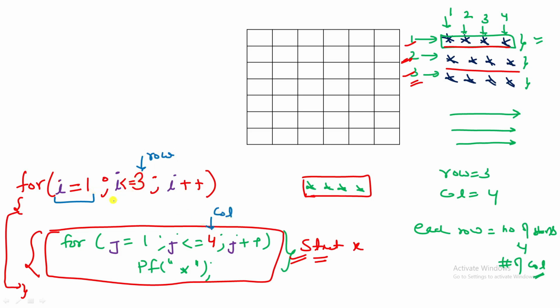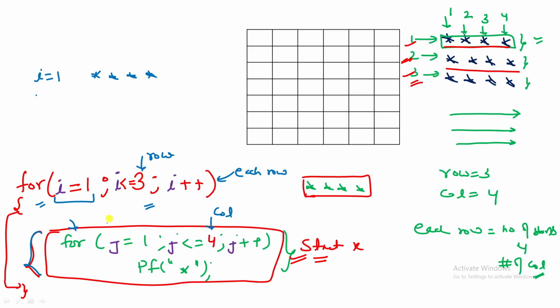So for each row, this loop is saying for each row do this task. That means execute this for loop, and when this for loop executes, it will print 4 stars. It will print 4 stars for i equal to 1, that is the first row. For the first row this will be executed and 4 stars will be printed. I'll tell you later how.